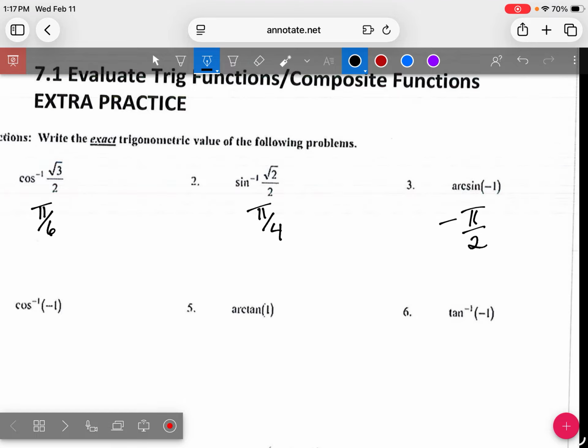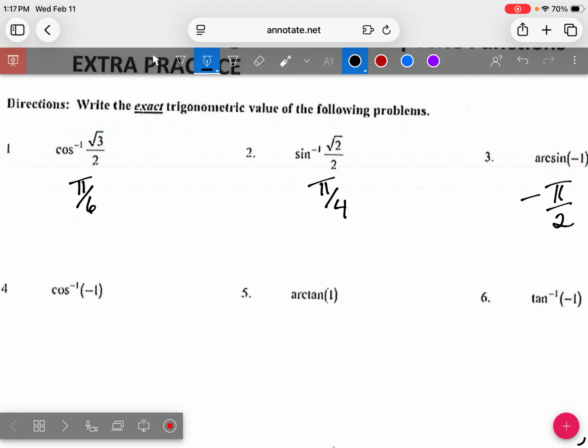Number 4, Robin, what angle has a cosine of -1 in quadrants 1 or 2? So cosine and sine are always defined. So there is an angle that has a cosine of -1 on your unit circle. It's pi. Look at pi. The x value is -1.